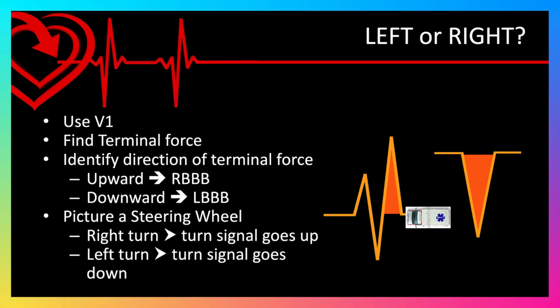Another way to think of it is picture yourself driving backwards along that baseline towards the QRS complex in your little ambulance. When you hit the J point, which direction are you turning? If you're turning right, it's a right bundle branch block. If your ambulance is turning left, it's a left bundle branch block.